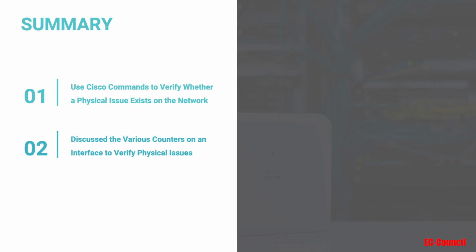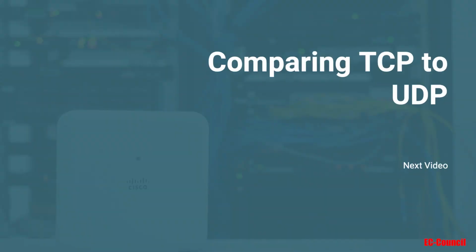In this video, we took a look at using Cisco commands to verify a physical issue that may exist on a network. Secondly, we discussed the various counters on an interface to verify whether a physical issue exists or not. In the next video, we'll take a look at comparing TCP and UDP.